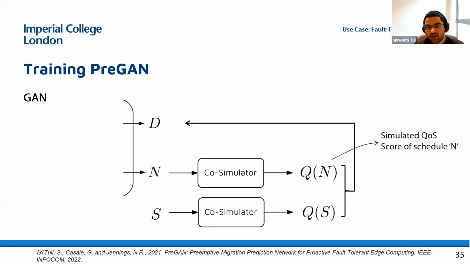And to train the GAN model, we use a slightly unconventional training style. What we use is these co-simulated QoS scores of both the new schedule N, which is after that preemptive migration, as well as the original schedule S. And whichever is better, we generate, say, a one hot vector corresponding to that and use that as a supervised signal to train the discriminator network. Now, given any preemptive migration decision and an original schedule S, the discriminator network would be able to identify which is a better schedule and act as an adversary to the generator to train its parameters.